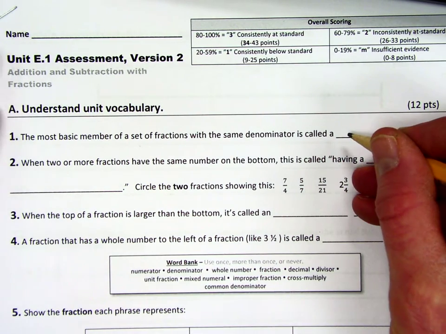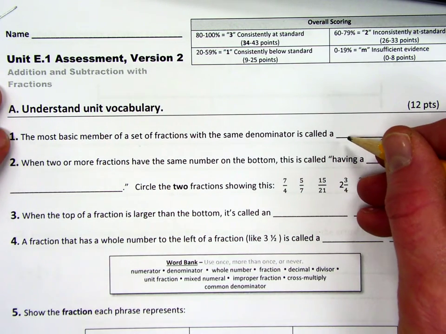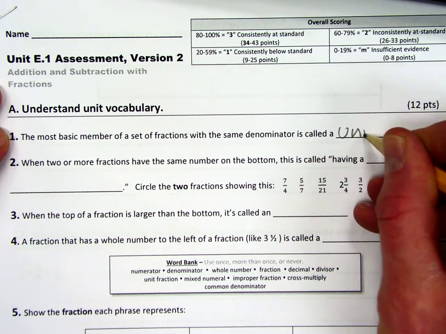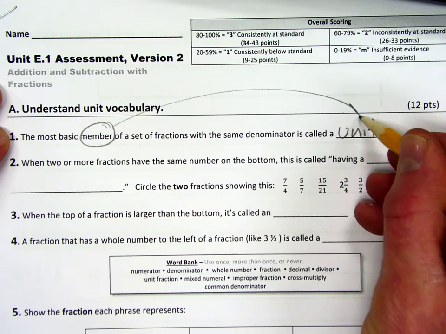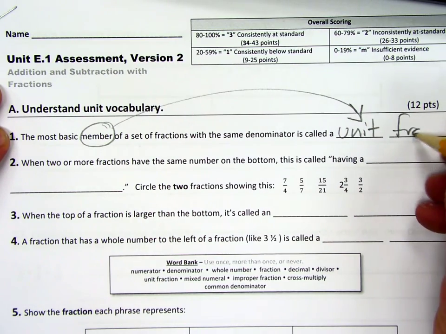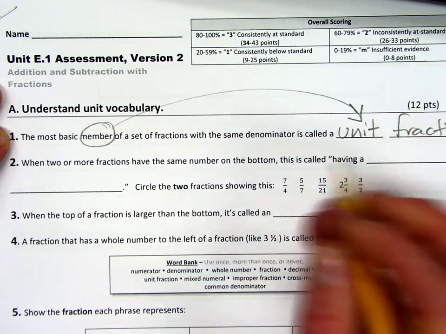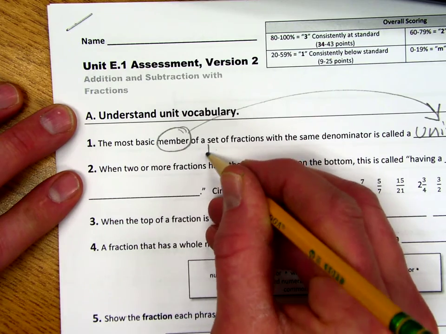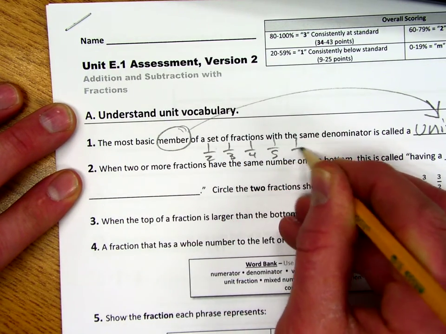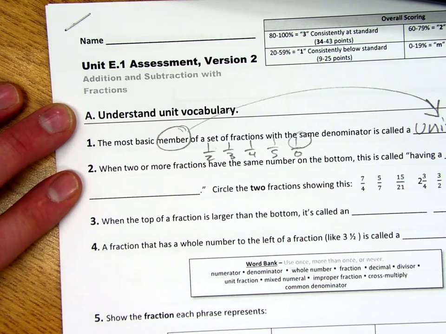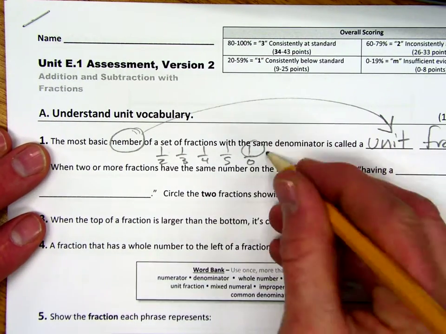Number one, the most basic member of a set of fractions with the same denominator is called a unit fraction. So member is kind of a singular idea, and a unit fraction means you have 1/2, 1/3, 1/4, 1/5, 1/6. The numerator is always a 1 in a unit fraction, so that's where the unit part is.